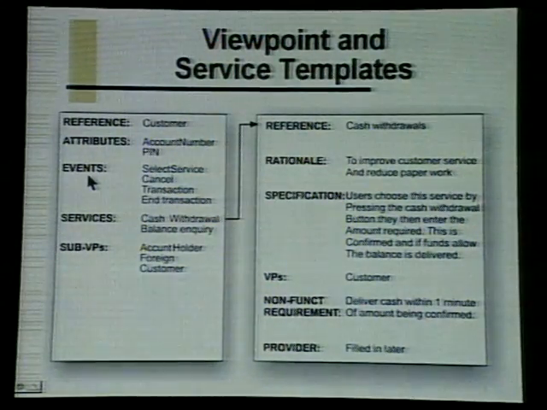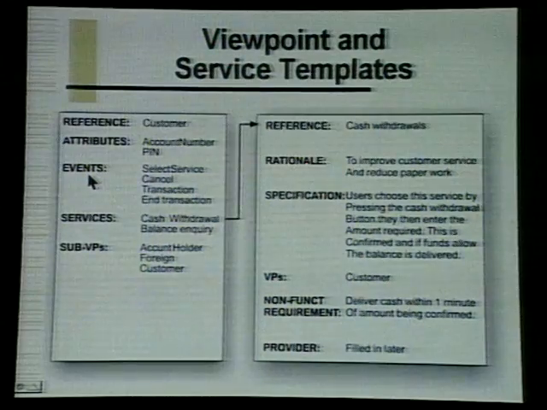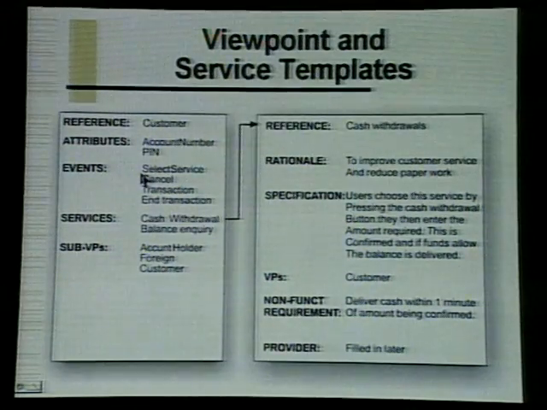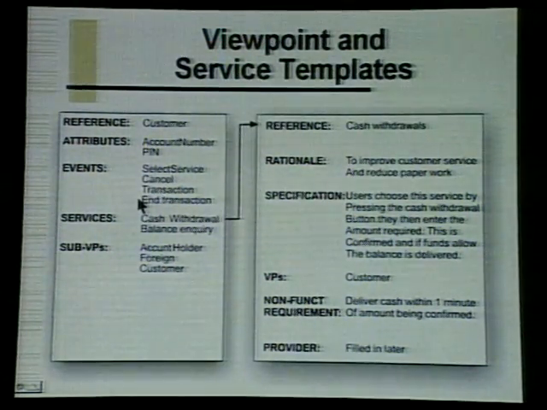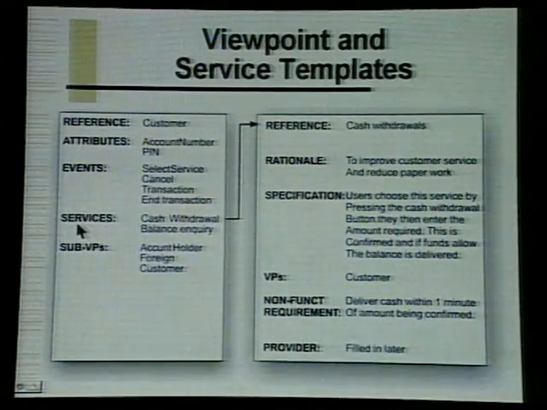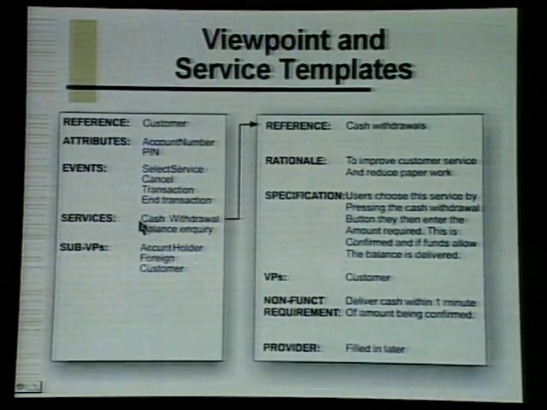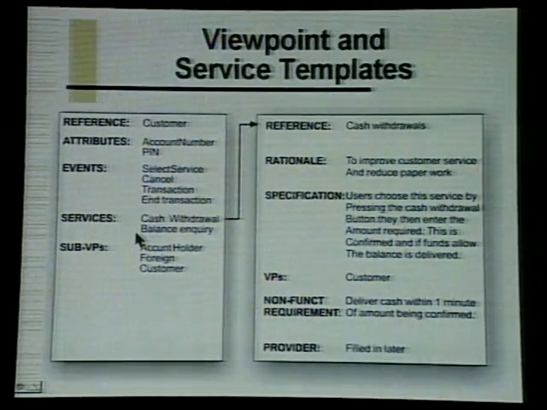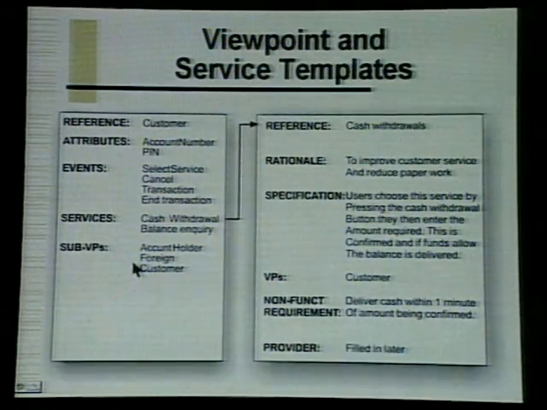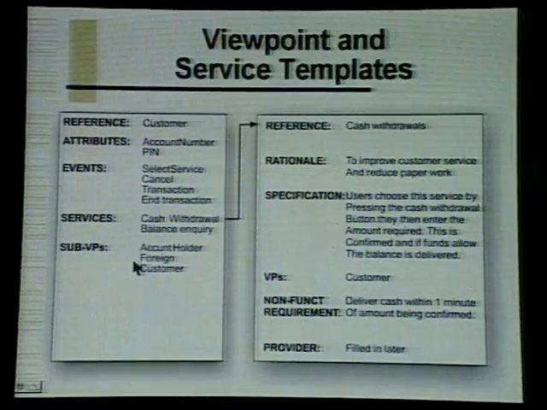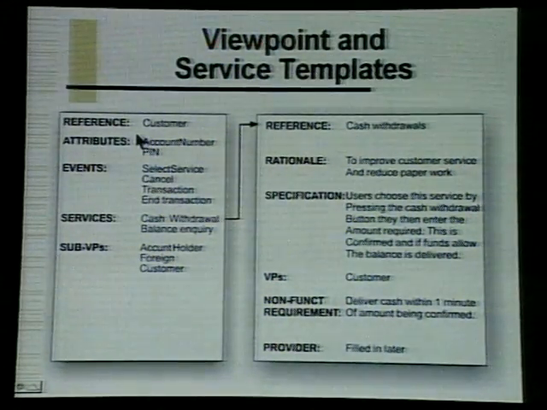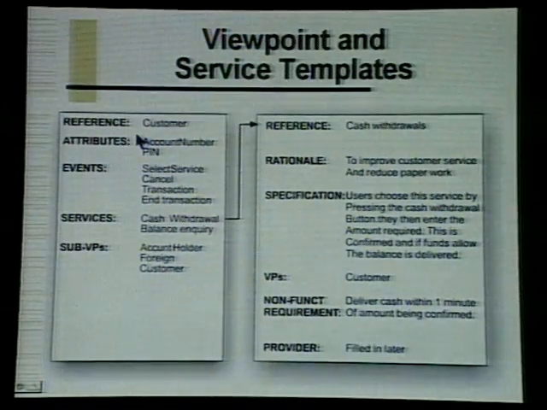For example, we have already identified that the customer input, or the events which can be coming from the customer, are: he can select a service, he can cancel a service, or he can end a transaction. What services can he use? He can withdraw cash and he can check the balance. The sub viewpoints are, of course, the account holder, the foreign account holder, and the customer. All that information we have been writing here comes from the first two steps we have already done.